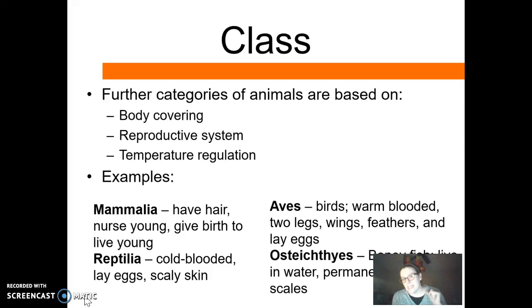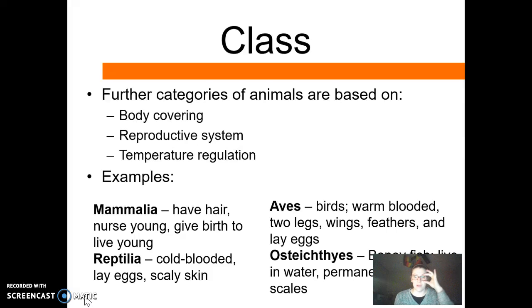Next up, another example is aves, which you guys know as the birds. Birds' body covering is feathers. The reproductive system is that they lay eggs with a hard shell, and their temperature regulation is also endothermic. Birds make their own heat through metabolism. Another example for you is reptilia. Reptilia, their body covering is scales. Their reproductive system is that they lay eggs but with soft shells, and their temperature regulation is that they are ectothermic. So they take on the heat in the environment around them.